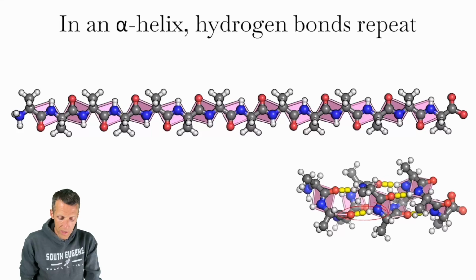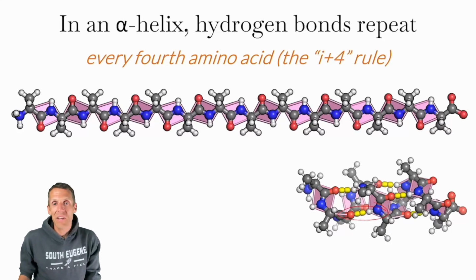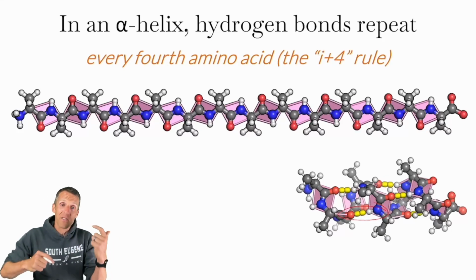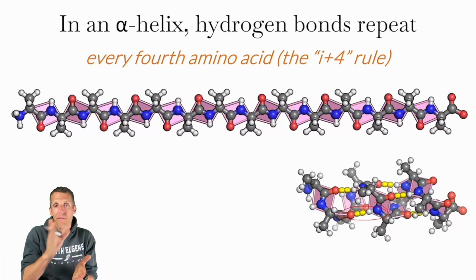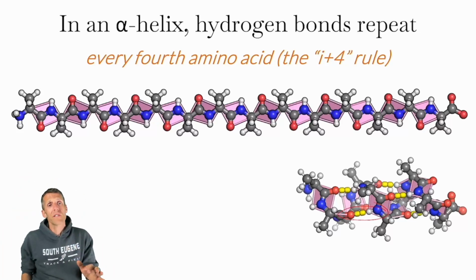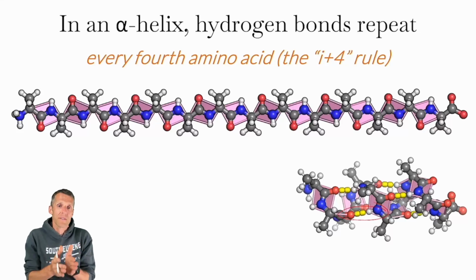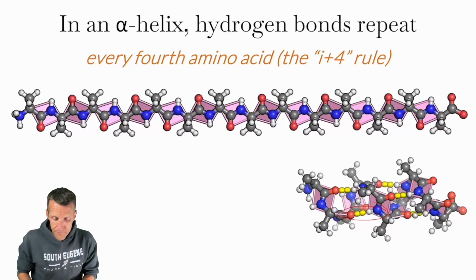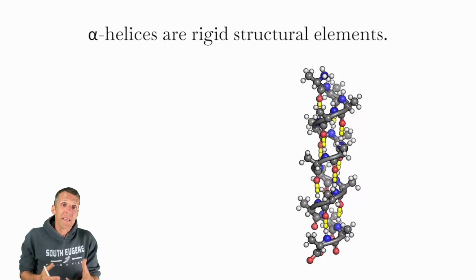I don't know if that was totally clear, but basically, it's an i+4 rule. If you ask where the hydrogen bonds form, it's every fourth amino acid in the backbone forming these bonds. It is a characteristic feature of alpha helices. All alpha helices follow this hydrogen bonding rule. Because of this, alpha helices are actually very rigid structural elements.